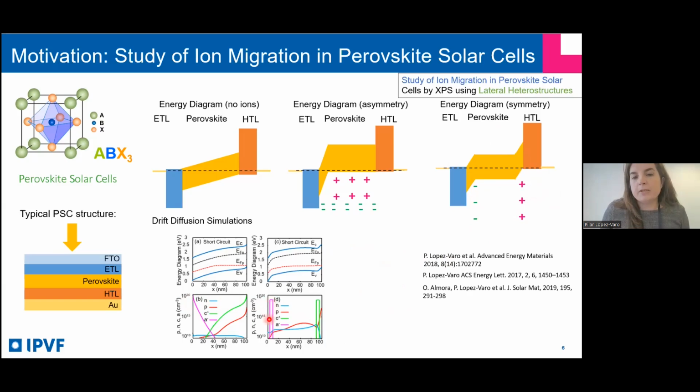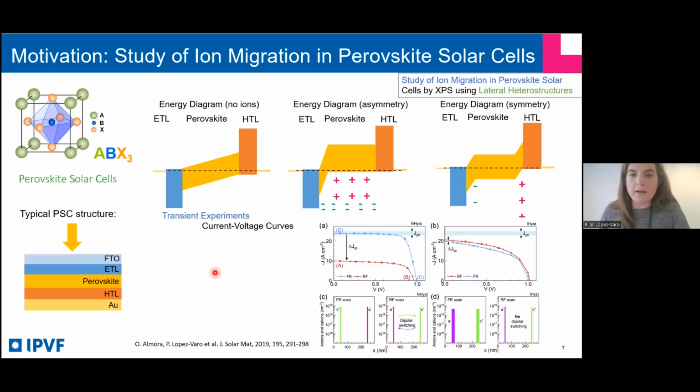it's possible that what we have is an ionic distribution. So here we can have the anions and here the cations. And in that way, we will see a much stronger electric field screening in comparison to when the ions are following this diffusion. And thanks to this ionic distribution, we were able to explain some transient experiments.